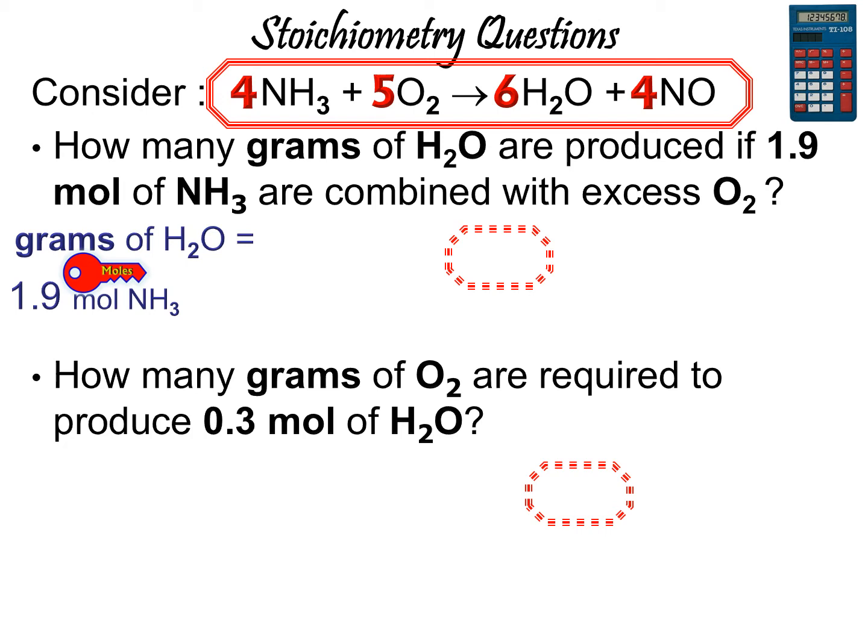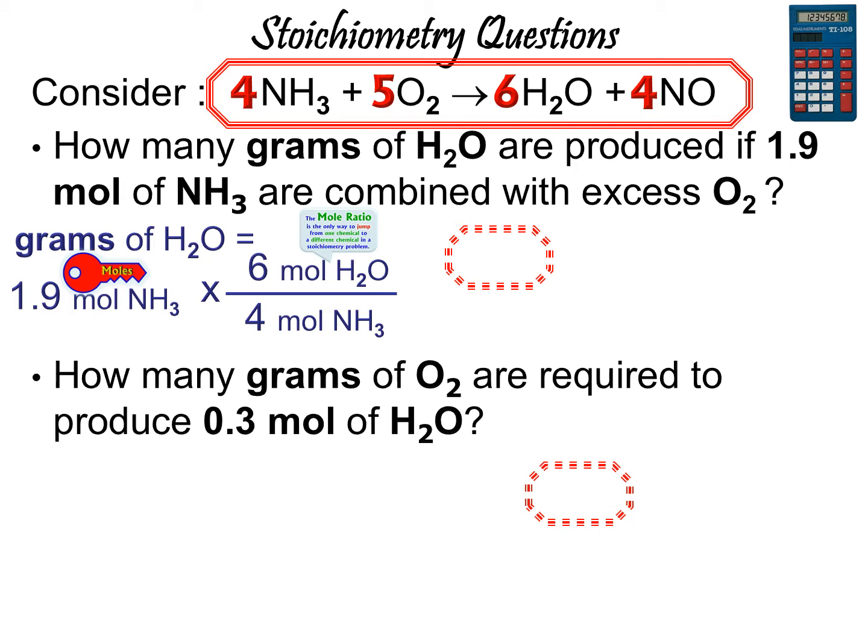Notice, in order to cancel moles of NH3, well, I better have moles of NH3 on the bottom. What number comes along with that? The 4. I've got to have moles of water on the top. What number comes along with that? The 6. That is why we write it this way. This is the mole ratio, just like we did before, converting from ammonia to water. This is why moles is the key, because once you have moles, well, then you can jump around to any other chemical and find the moles of that chemical as well.